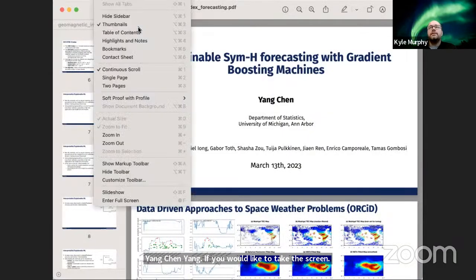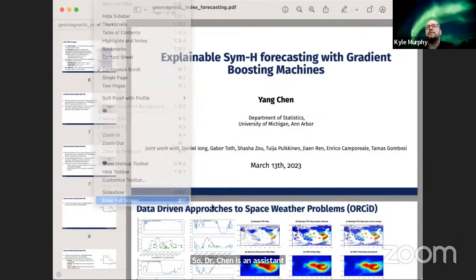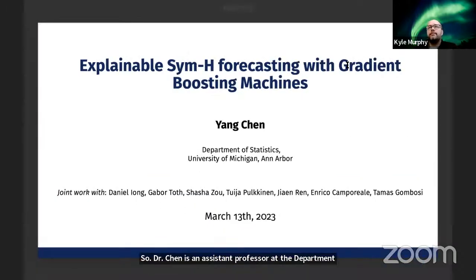So Dr. Chen is an assistant professor at the Department of Statistics at the University of Michigan and a research assistant professor at the Michigan Institute for Data Science. She received her Bachelor of Science in Mathematics from the University of Science and Technology of China in 2011, and her PhD in Statistics from Harvard in May 2017.